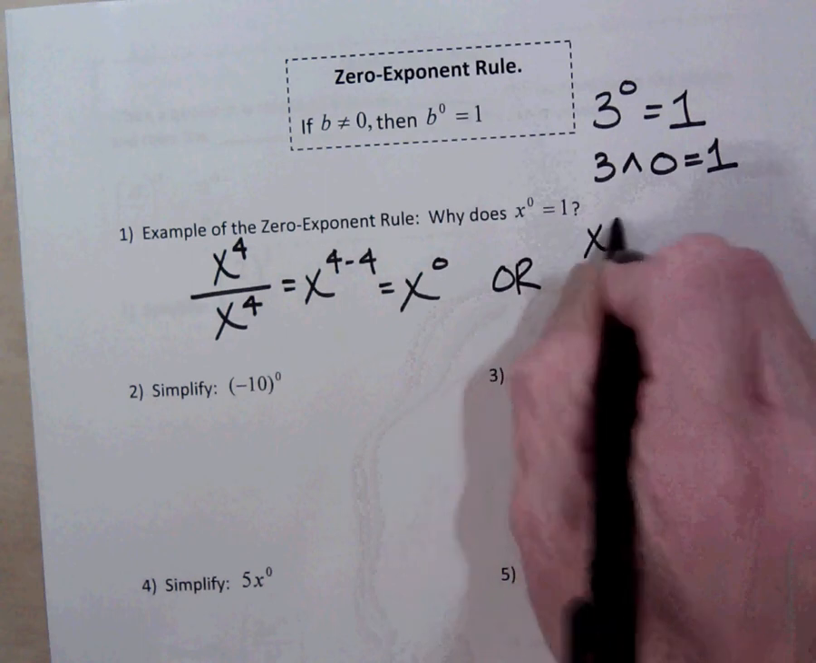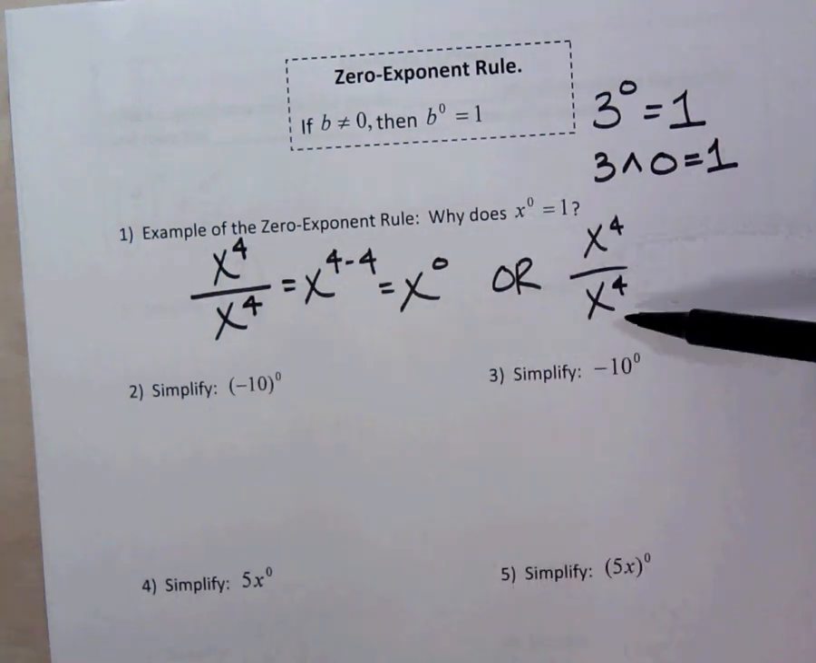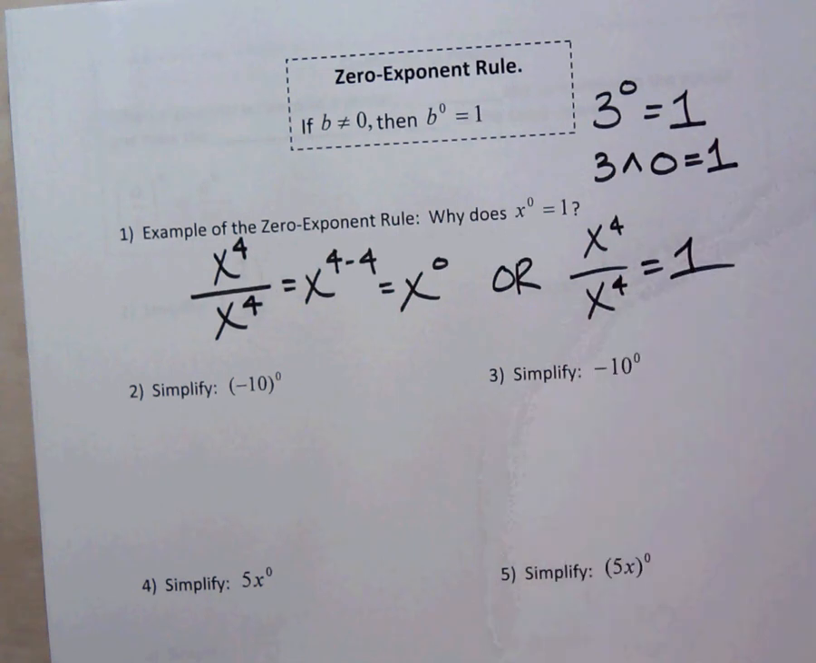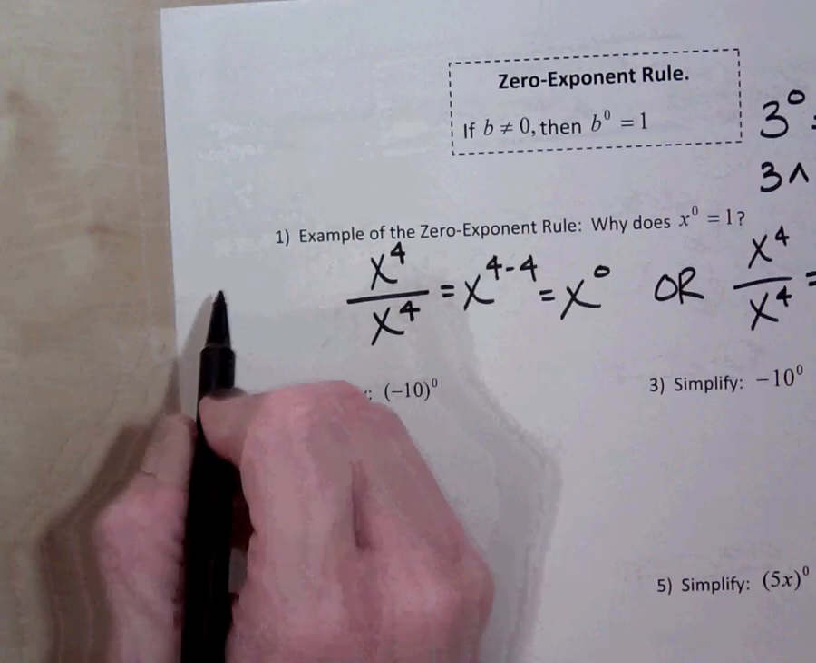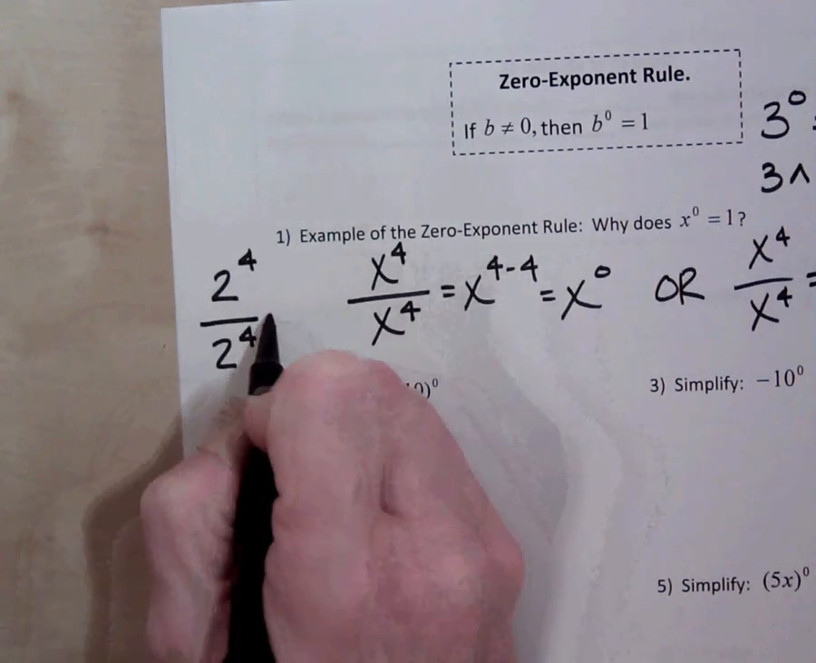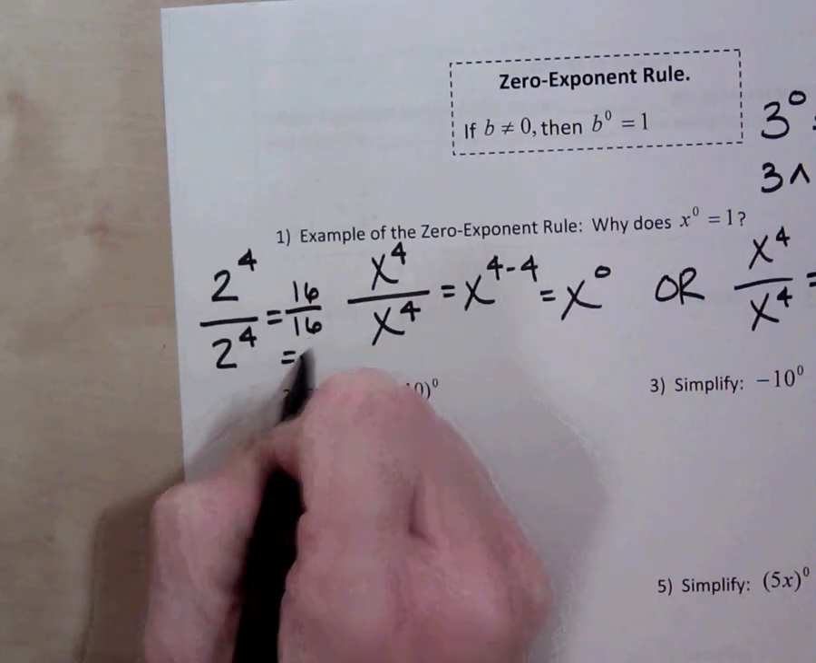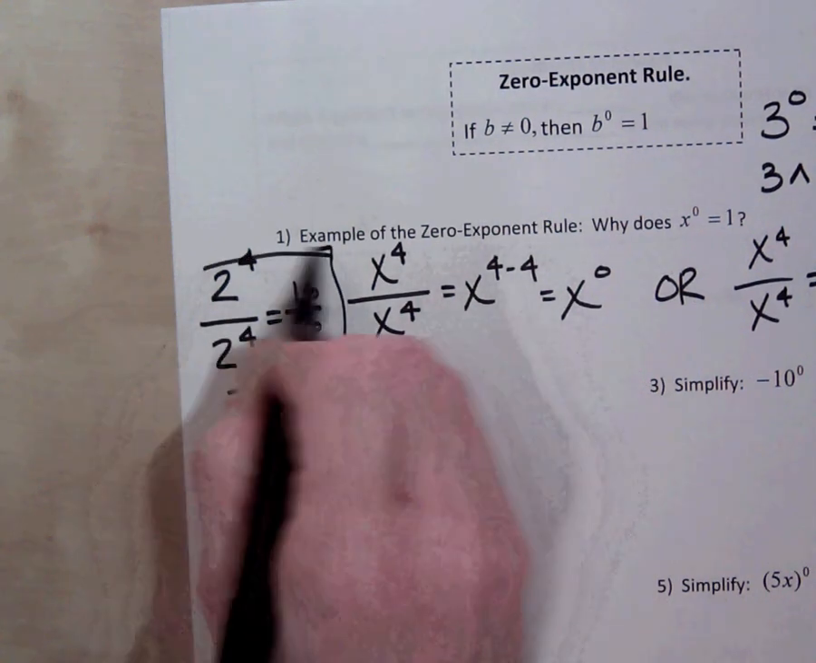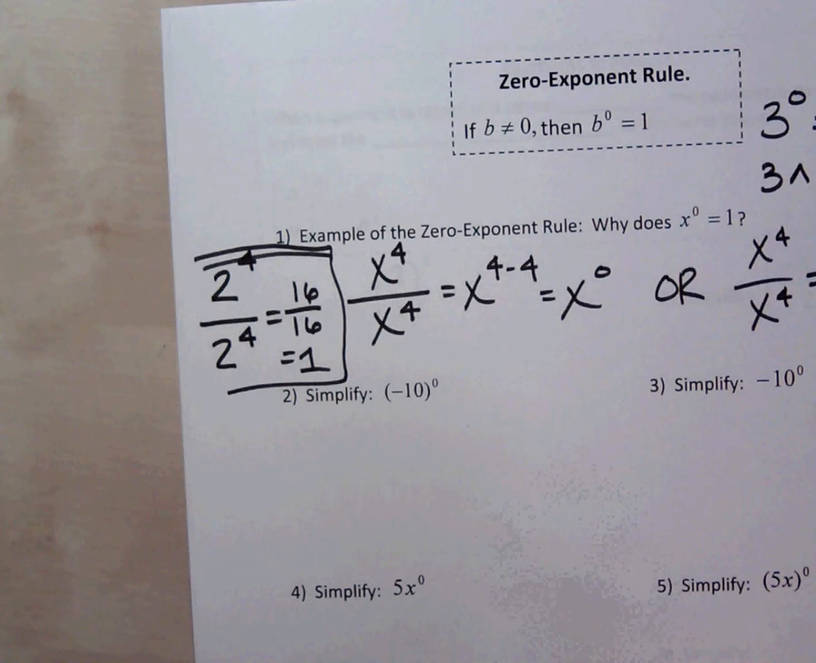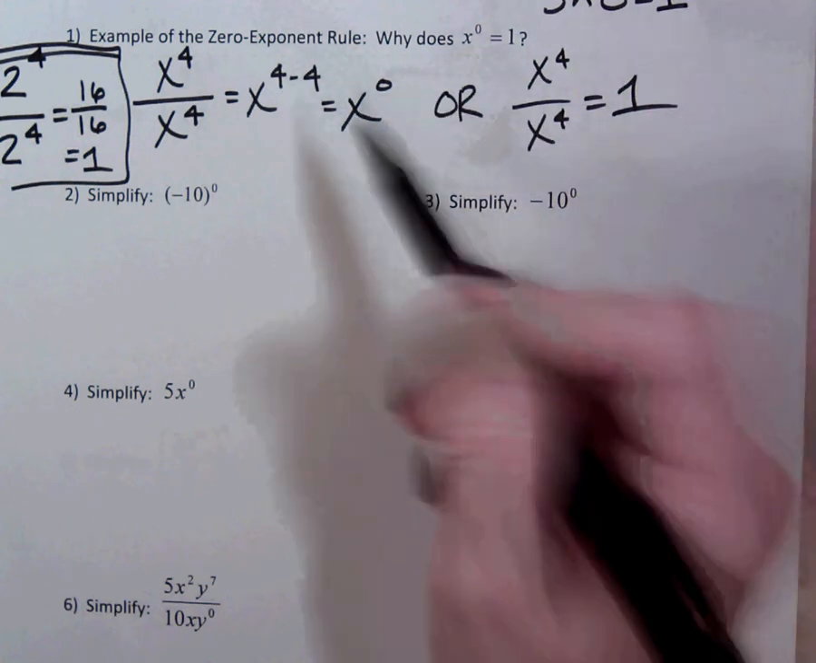Or think about it this way. If you have a fraction and you have the same exact thing on the top as you do on the bottom, well, that just equals 1. And if it's variables that are confusing you, let's go over here for a second. Let's say we had 2 to the 4th power divided by 2 to the 4th power. Well, that would be 16 over 16, which would still equal 1. So if your bases are the same, this is just going to divide out to be 1, which is the same as x to the 0.